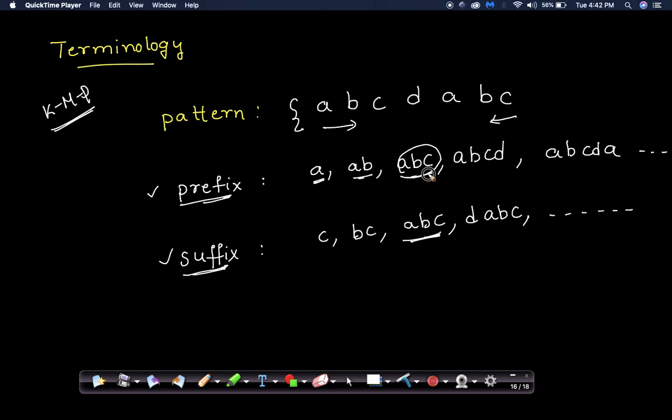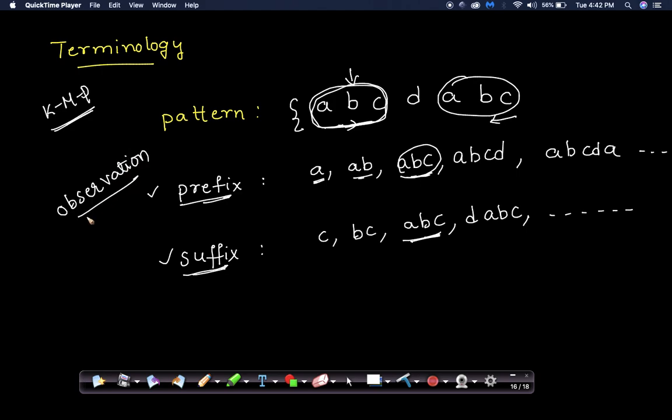Okay, that means the same string, here the same prefix appears in the suffix. That means some of the characters present at the beginning of the string also appear in the later part of the string. That is the main observation made by these three scientists, and based on that they designed an algorithm.